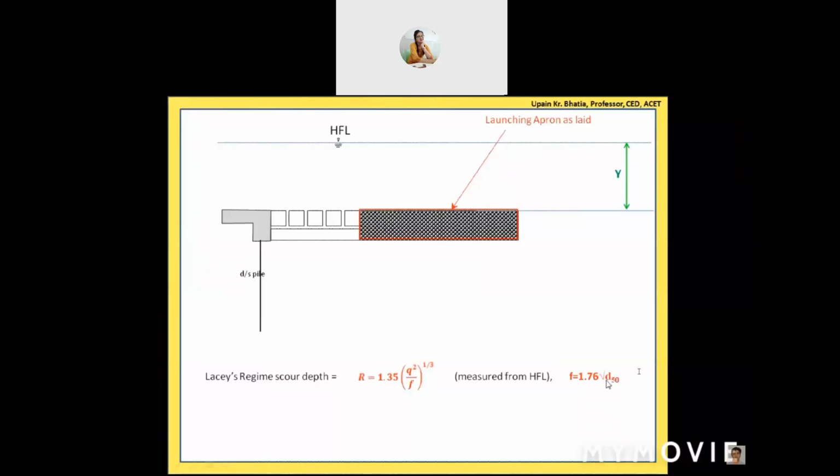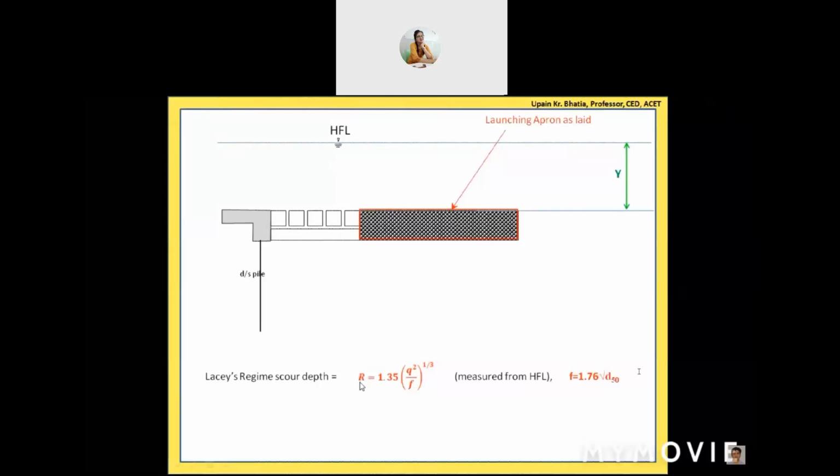So if that size is determined with the help of sieve analysis, then square root of that D50 size multiplied by 1.76, that will give you the value of silt factor F. And that F is to be used over here. So we will work out the value of R.